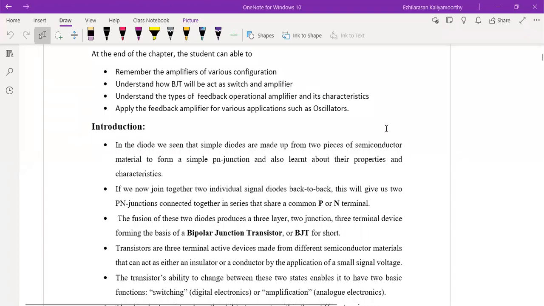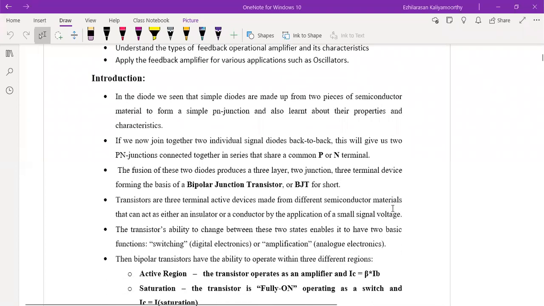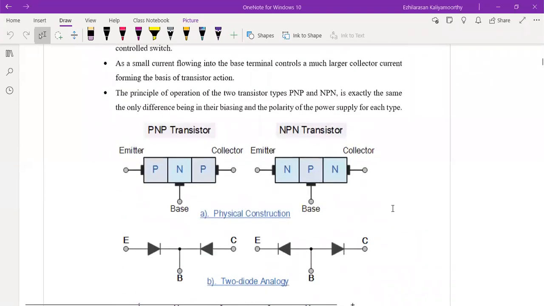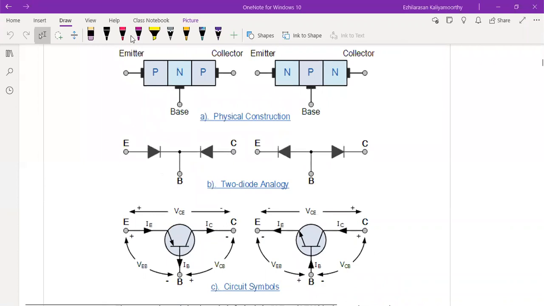But now what we'll do is go for two individual PN junction diodes back to back. If you connect them, that will give you a series of PN junction diodes. When you connect two PN junction diodes, see, I'm showing this diagram here: two PN junctions. This is one PN junction diode, and this is one more diode.